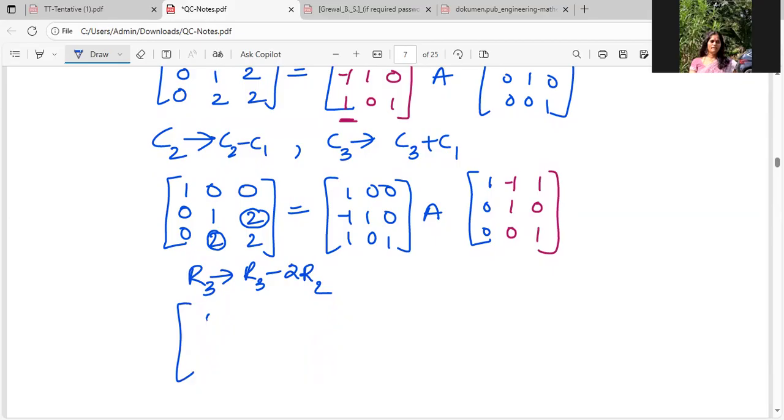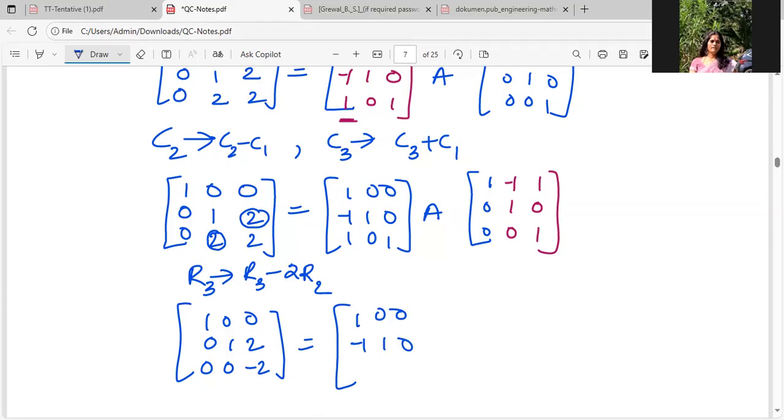So 1, 0, 0; no change in the second row, 0, 1, 2; 0. I am multiplying the second row with 2. 0, 2 and 4. 2 minus 2 would be 0. 2 minus 4 would be minus 2. This is equal to 1, 0, 0; minus 1, 1, 0. No change in the first and the second rows. Only the third row will change. First row I multiply with 2 and subtract it from the third row. So 1 minus 2 would be minus 1. 0 minus 2.